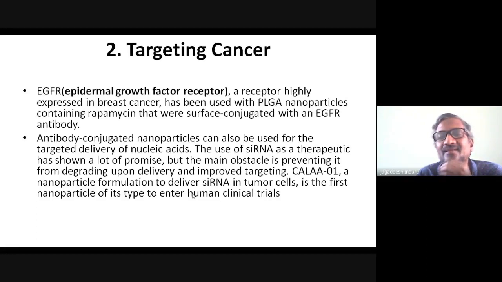So that is the reason there is CALAA-01, that is a coded form of a nanoparticle which has been used to deliver this particular small interfering RNA that will decrease the cell growth. And it is the first nanoparticle of its type in human trials which has got a success. It made me realize that I can do something by formulation manufacture, not by inventing the drug. I am coming to the formulation manufacture.